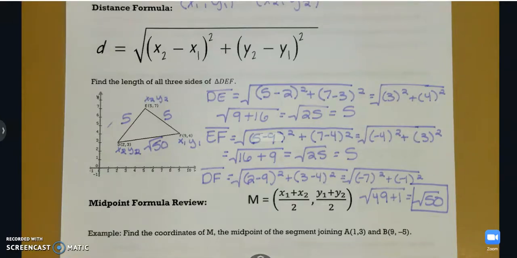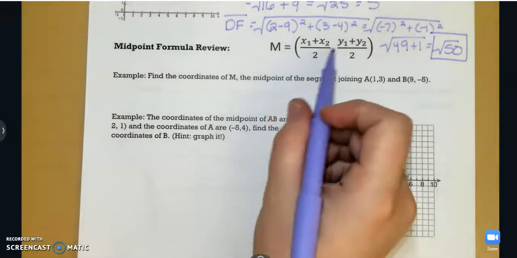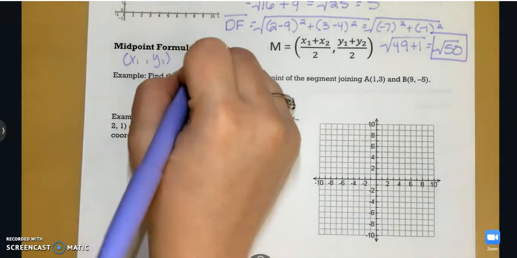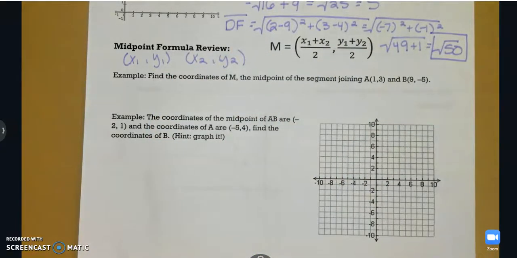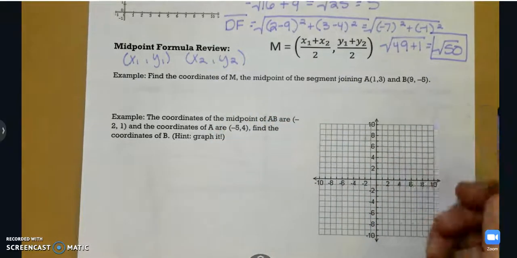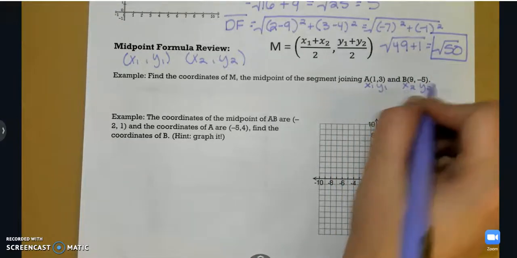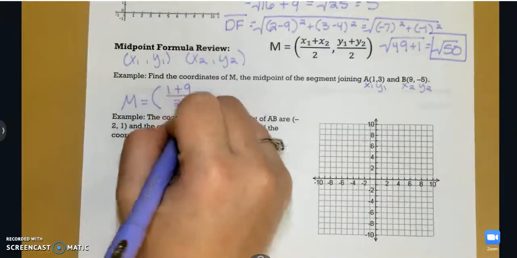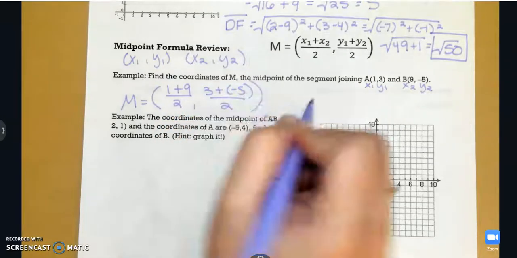We are now going to move on to our next formula, which is the midpoint formula. So again, if we're given 2 points, our x1, y1, and x2, y2, we are just going to plug in those values and solve. And this is giving us a coordinate point, okay? So starting here with A, I'm going to plug in x1, y1, and x2, y2 to my midpoint formula. So that's going to be 1 plus 9 over 2 and 3 plus negative 5 over 2.